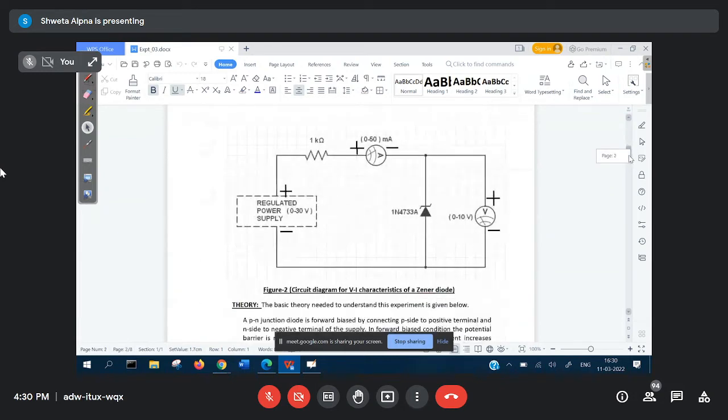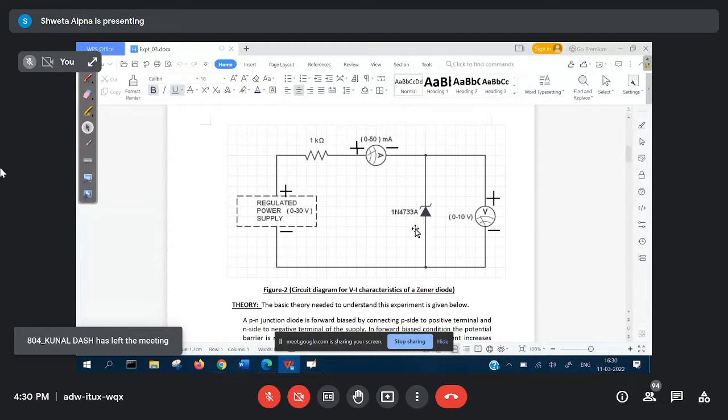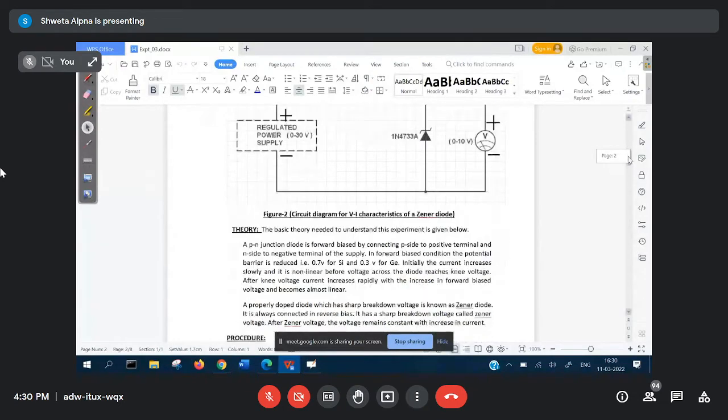In similar way, in the Zener diode, the same connections are there, but the Zener diode is connected in the reverse biased. So here you can see, to connect the Zener diode in reverse bias, positive of the regulated power supply is connected to the N part of the Zener diode, and negative of the power supply is connected to the P part of Zener diode. So if you connect positive to the N part and negative to the P part, then the diode is said to be in the reverse biased connection. And Zener diode is always connected in the reverse biased connection to get one of its characteristic.